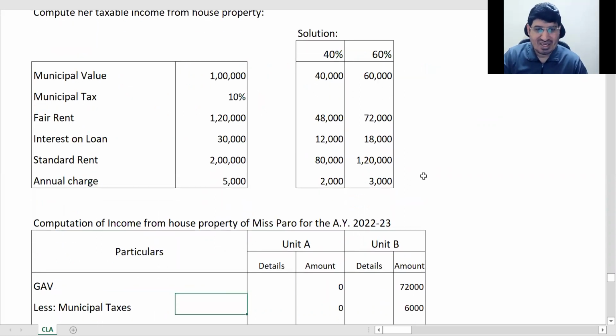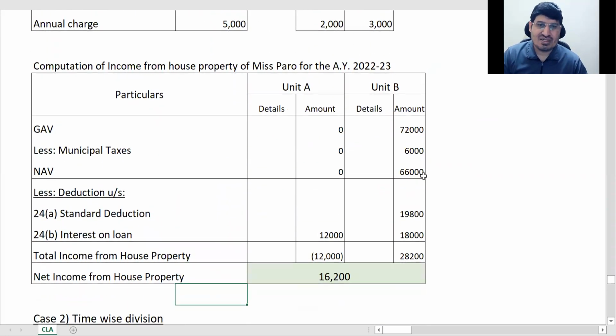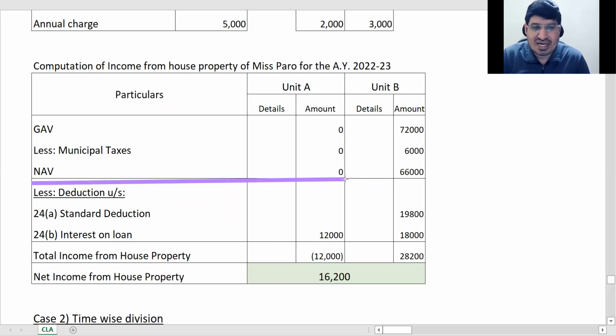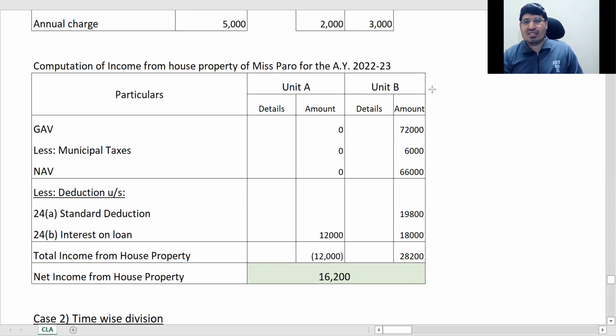Now, this is the computation of income. Unit A is self-occupied, correct? So how will we do it for self-occupied? Till here it is 0, till NAV it is 0. And for unit B, your GAV is 72,000. Just calculate whether you're getting the same.